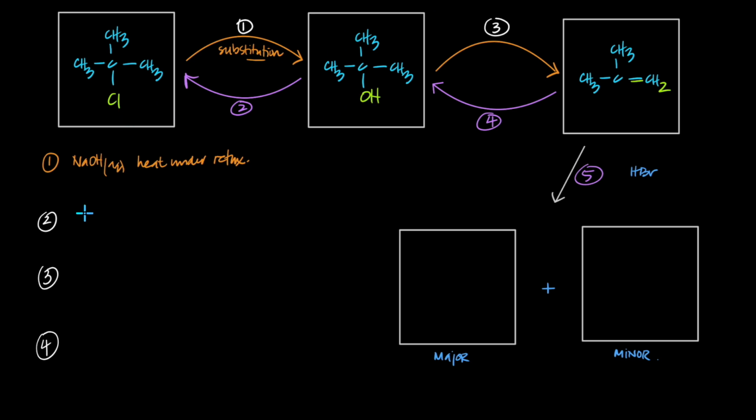2 is the reverse of that, going from an OH back to Cl. That's purple, right? What do I need for that? I can use PCl5 at RTP, or I can take SOCl2 and heat. Either or. There's also PCl3 and heat also. That's reaction number 2. That's also substitution. Okay?